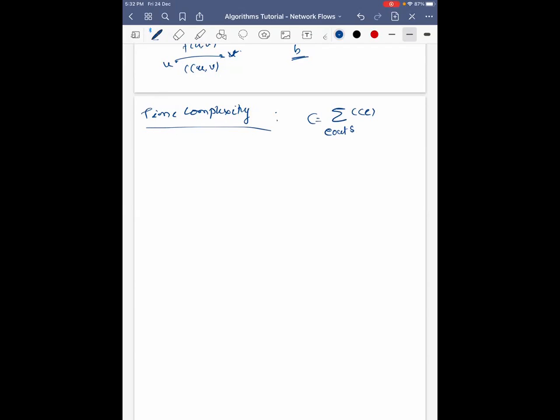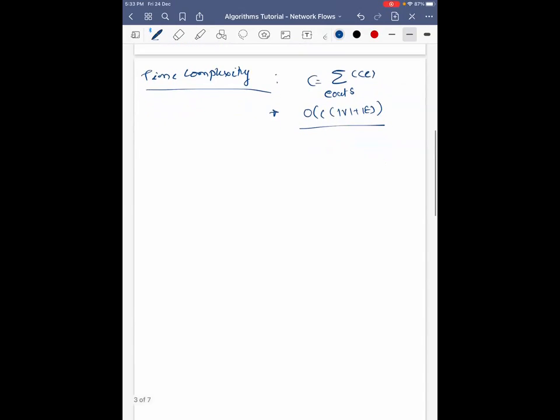A single iteration of Ford Fulkerson is going to take order of V plus E time. So your running time is bounded by C times (V plus E). So this is the complexity of your algorithm.